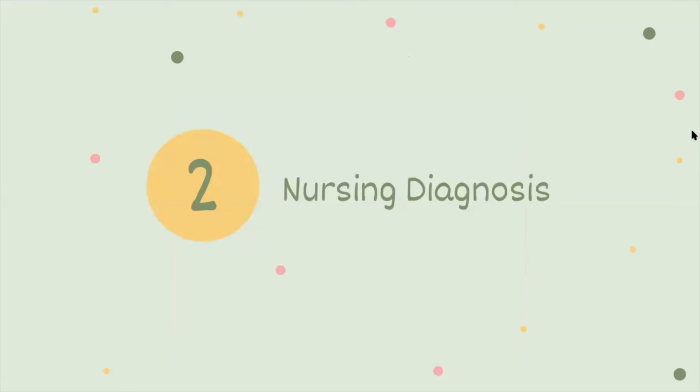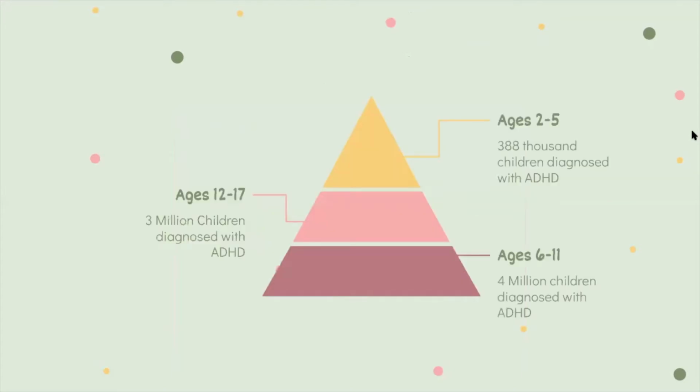Nursing diagnosis. In this picture is a chart of statistics on diagnosis. You can see from ages 2 to 5, there are 388,000 children diagnosed with ADHD. Again, ages 12 to 17, 3 million children diagnosed with ADHD. And on the bottom, you can see ages 6 to 11, 4 million children diagnosed with ADHD.